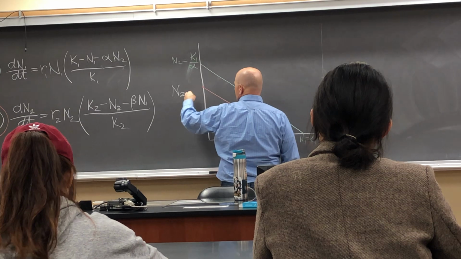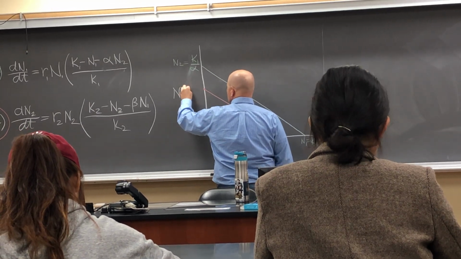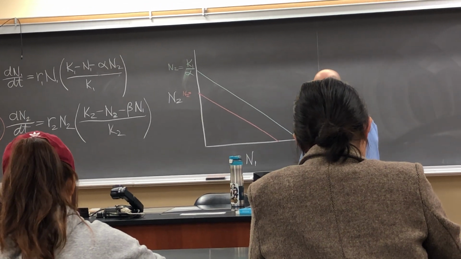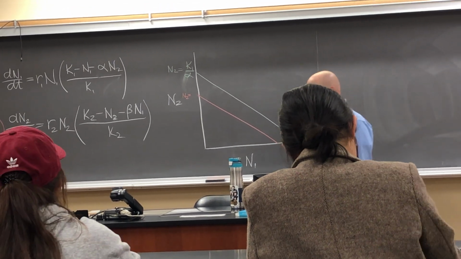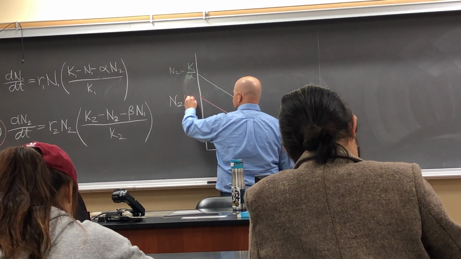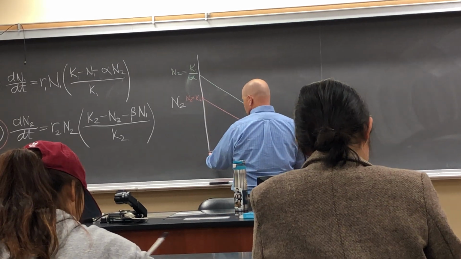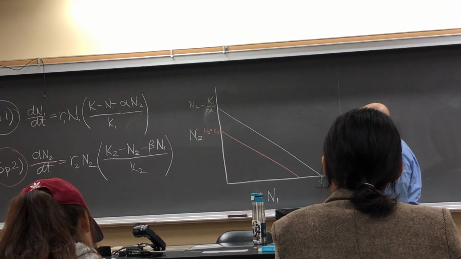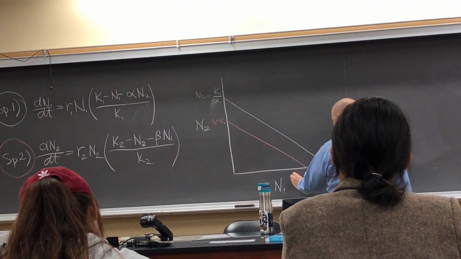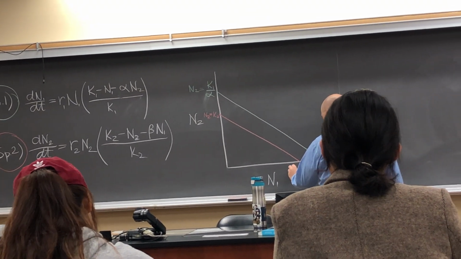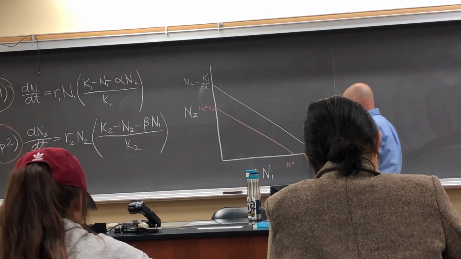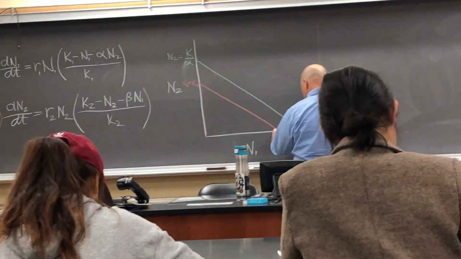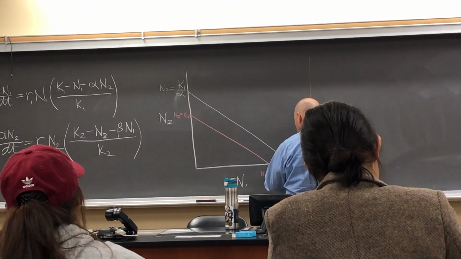So here we've got N2 equals what? K2, yes. N1's at 0. Remember, bring a 0 in there. Alright, so now this one. N1, what's it gonna be? Yeah, K2 over beta.